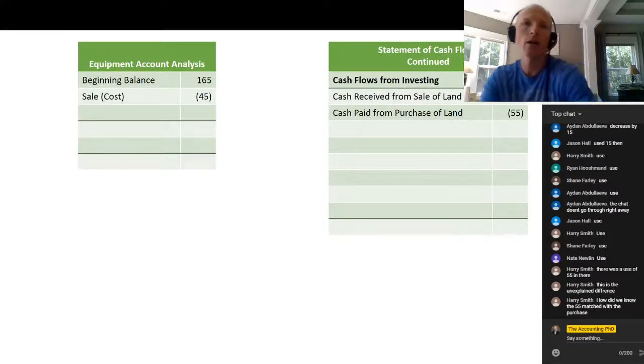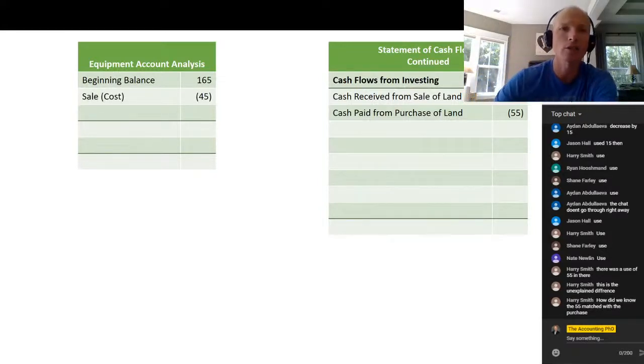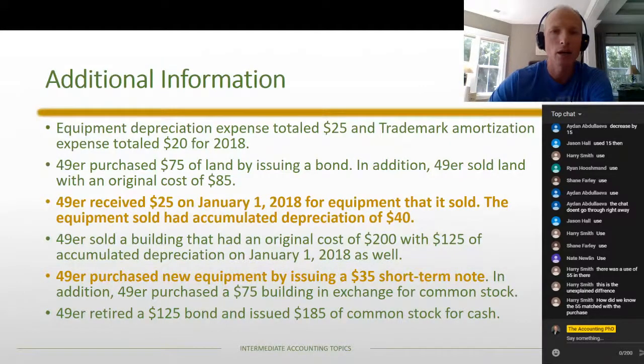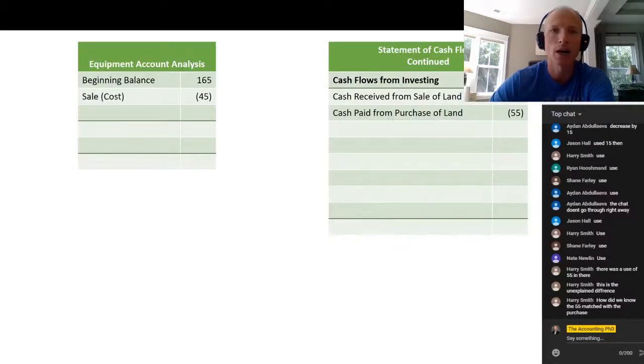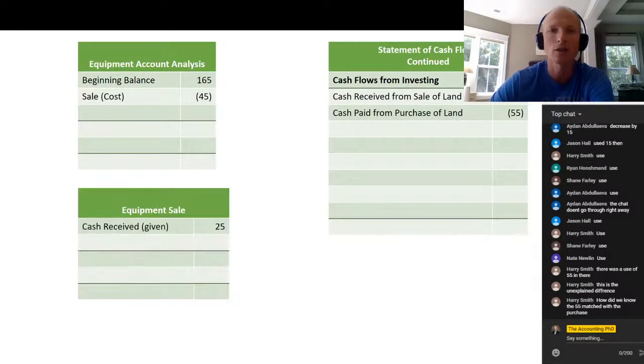We're told that we sold some equipment that had a cost. Now, if you go back, we're told that they received $25 and that the equipment had accumulated depreciation of $40. Notice that with this information, we're actually not told the cost. I put in a cost of $45. Now the question is, how did I get that cost? Let's do some analysis on that sale and try to figure out where that $45 came from.